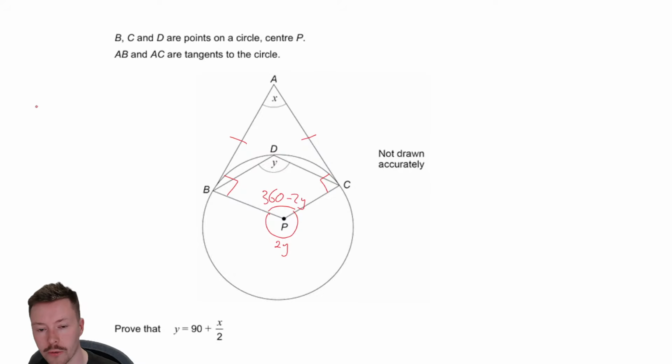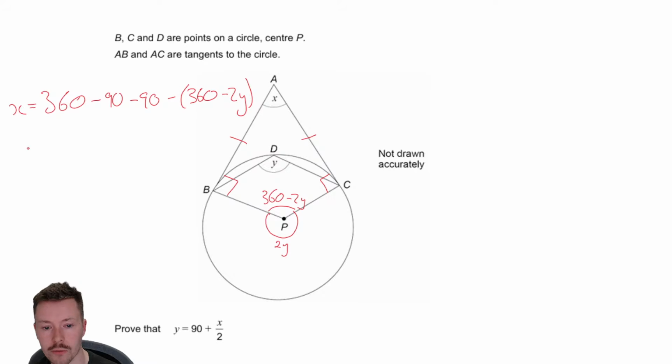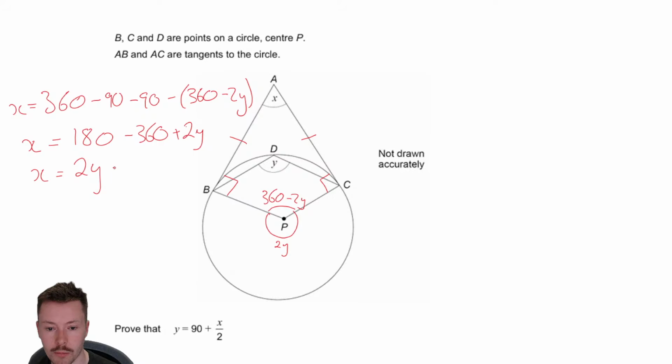So I do 360 degrees in a quadrilateral, minus 90, minus 90, minus 2y. Okay, and that's equal to x. So x is equal to 180 minus 360, or plus 2y. I'll take out the bracket. So we get x is equal to 2y minus 180. We need to rearrange it now.